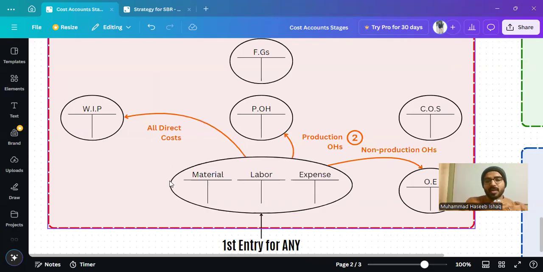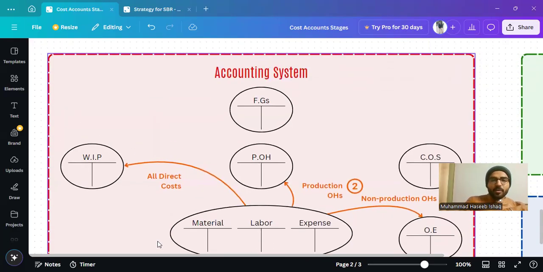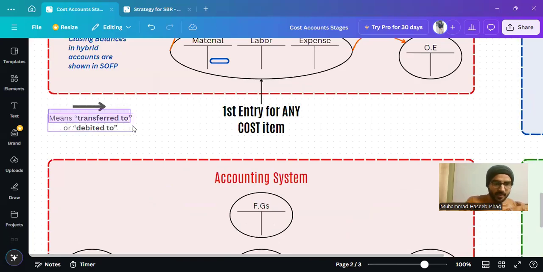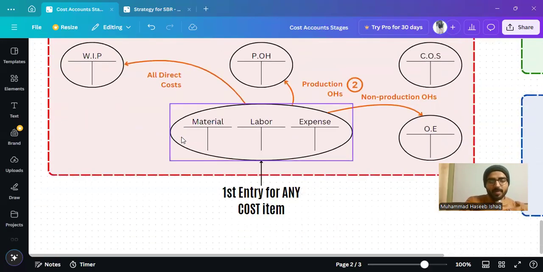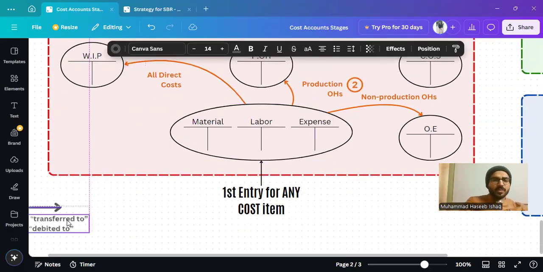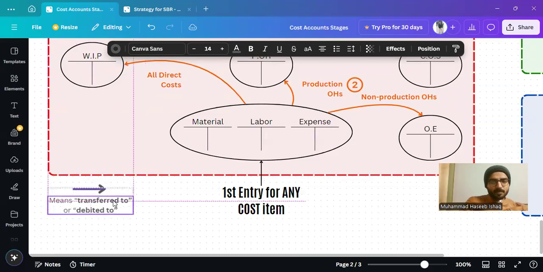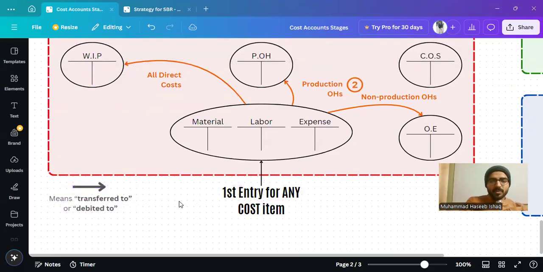So these accounts are going to be emptied, you can say. What does this arrow mean? I can just copy it here. The arrow sign means transfer to or debited to. You have to remember this because it will make things very much easy for you. So the arrow sign means transfer to or debited to.